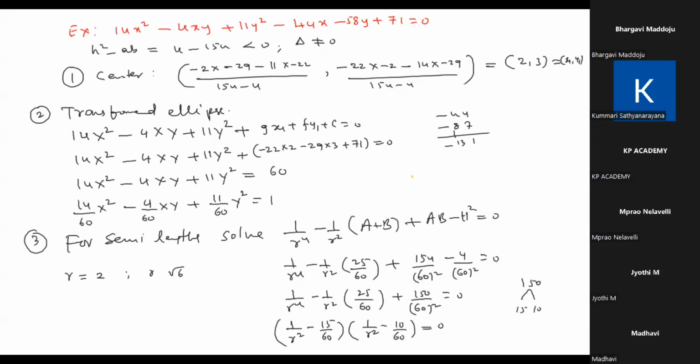So which is bigger? Root 6 is bigger. This is a, this is b. So now we can write eccentricity: root of (a square minus b square) by a square. As usual, that is 6 minus 4 by 6, which is equal to 1 by root 3. Now to find the foci, what remains, then you come to the straight lines, the parametric form of the straight lines.